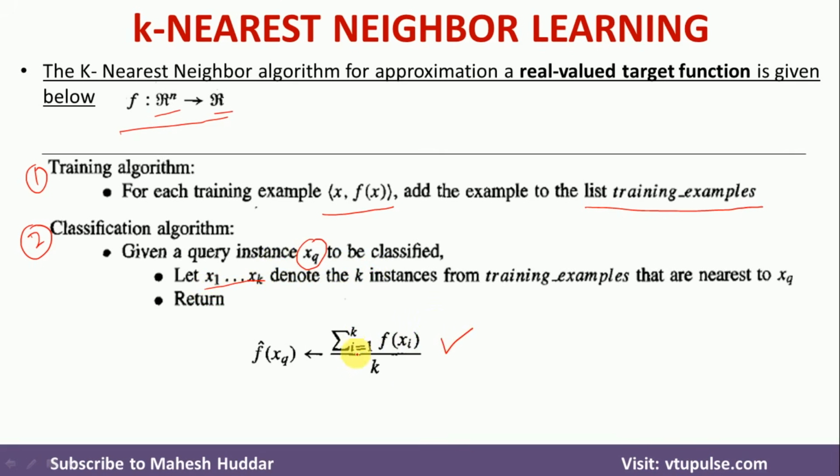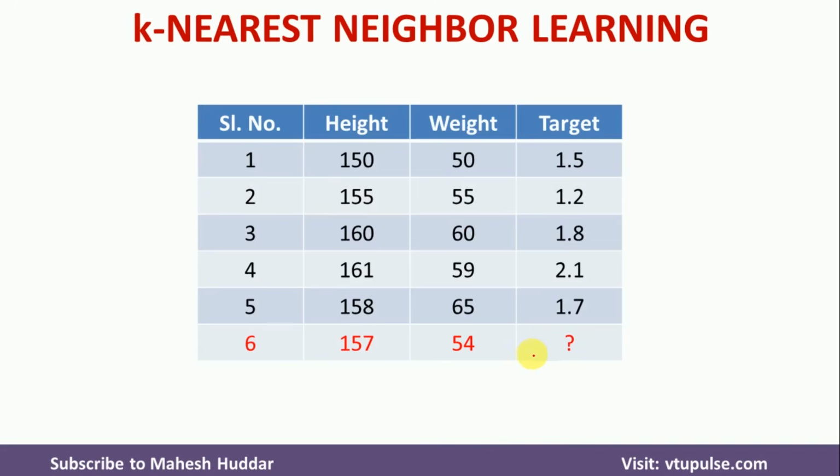The equation is very simple here. It is summation of i equal to 1 to k of f of xi divided by k, where k is the number of nearest points. Just for understanding purposes, we will consider it as 3 here. So I will take the same example here. The difference is the target is real valued in this case. We don't have discrete possibilities, we have real values in this case.